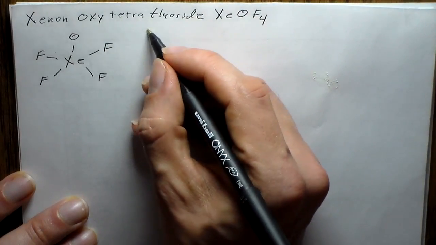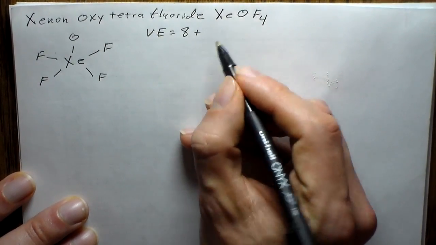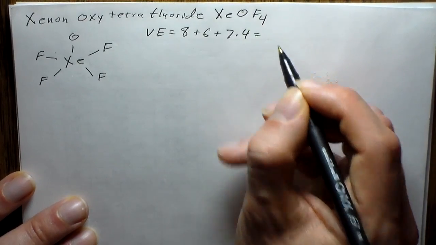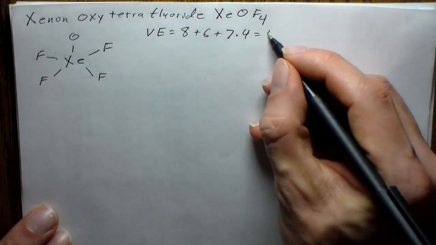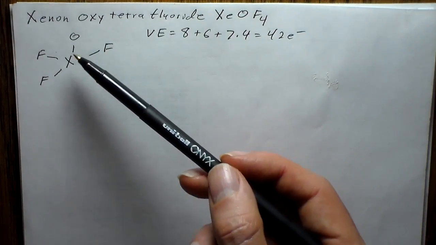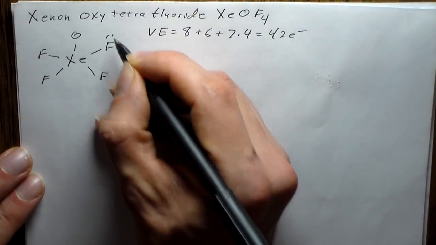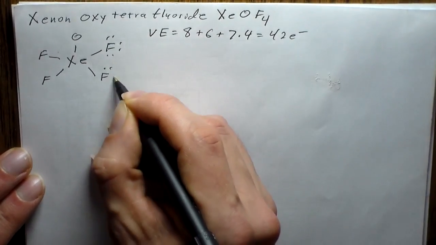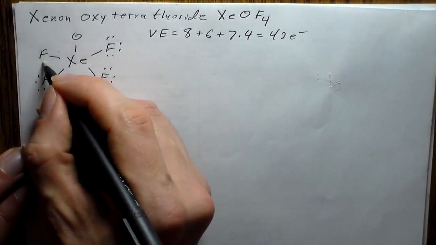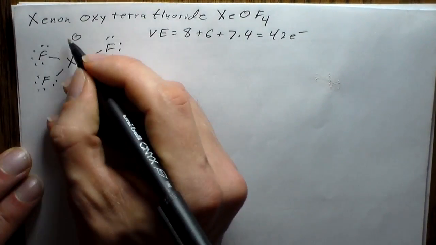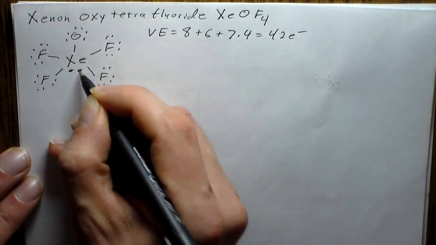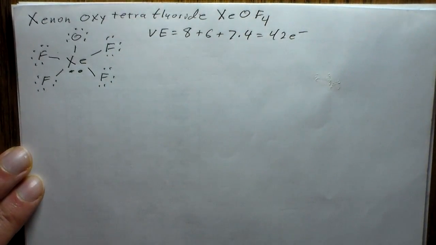So basically our valence electrons again, there's going to be 8 from the xenon plus 6 from the oxygen plus 7 times 4 for my fluorines. So this is going to be 42 valence electrons in that case. So I have here 1 through 40, and then another 2, 41, 42 on my central xenon atom.